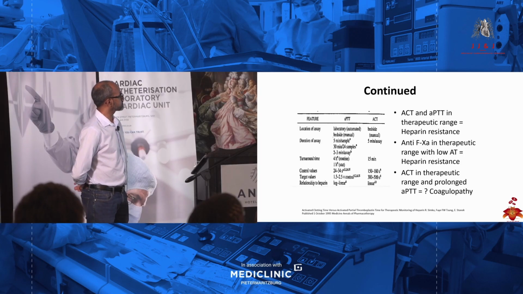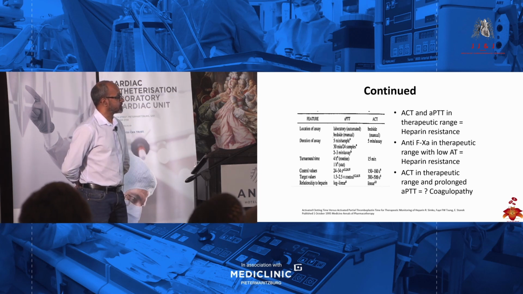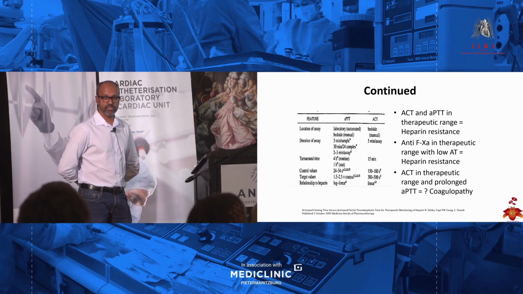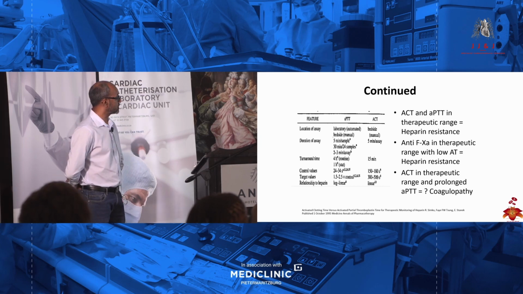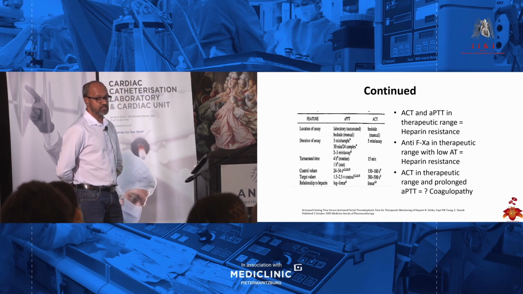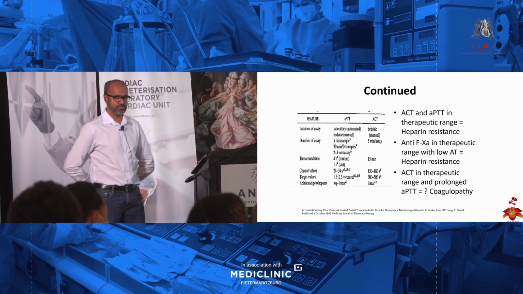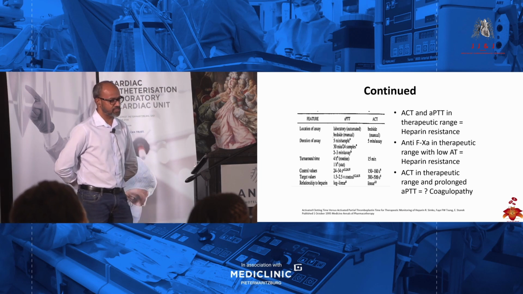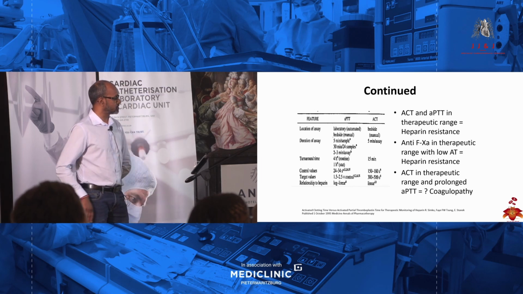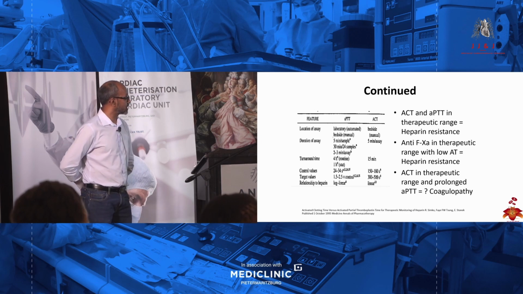Next slide. So if we have an ACT and an APTT not in the therapeutic range, we may have heparin resistance. We do know that antithrombin III levels do go down. If we have an anti-factor 10A below the therapeutic range and a low antithrombin III, then we are dealing with heparin resistance, and it's easy to sort that one out. We'll just give an infusion of FFP, maybe 10 to 20 mLs per kg, and we'll bring up the antithrombin level.